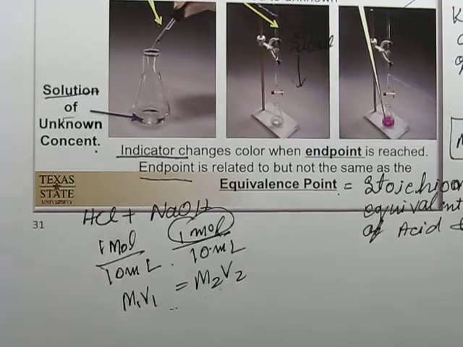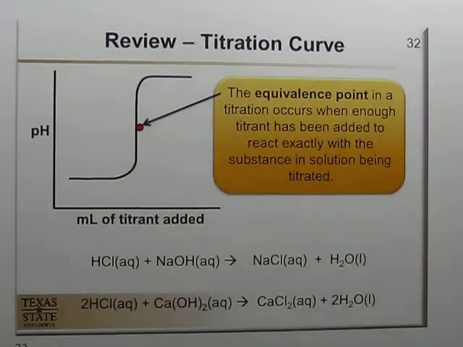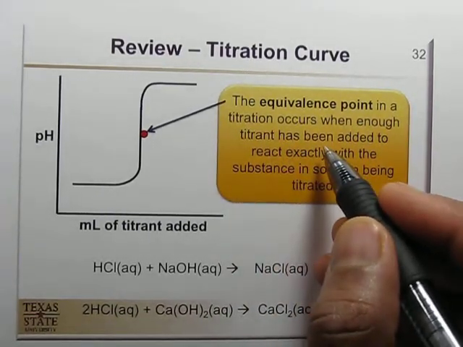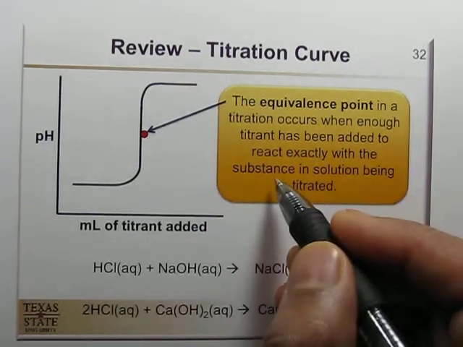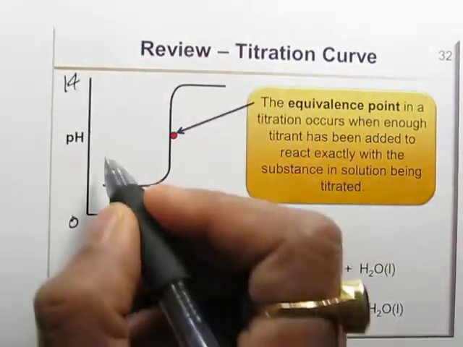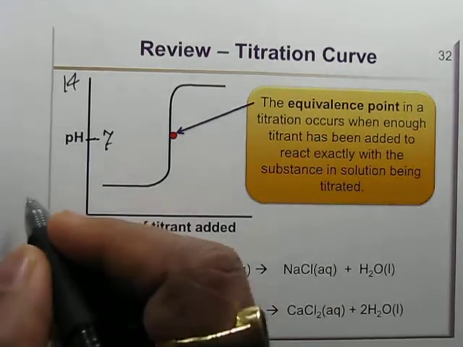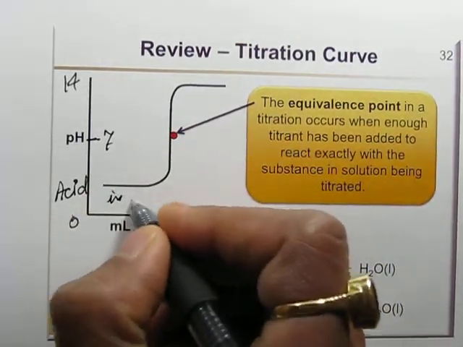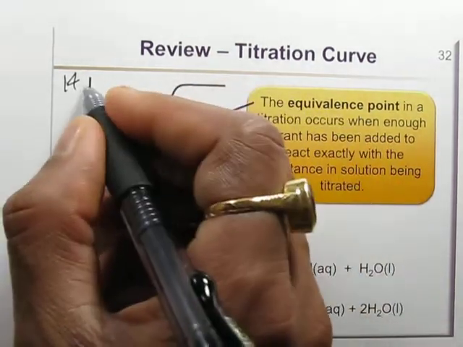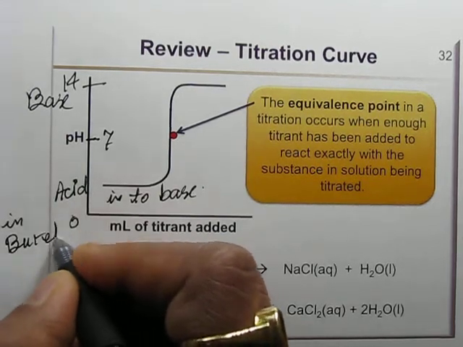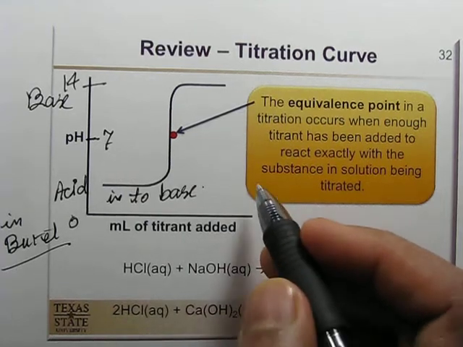Let's see another thing, what is the meaning of equivalent point. Equivalent point in a titration occurs when enough titrant has been added to react exactly with the substance in the solution being titrated. So this is pH, like 0 here, 14 here, and suppose this is 7, right? Here we started with the acid, so we are adding acid into base, and the base is here. So the acid will be in the burette, right? So what will happen to this titration?